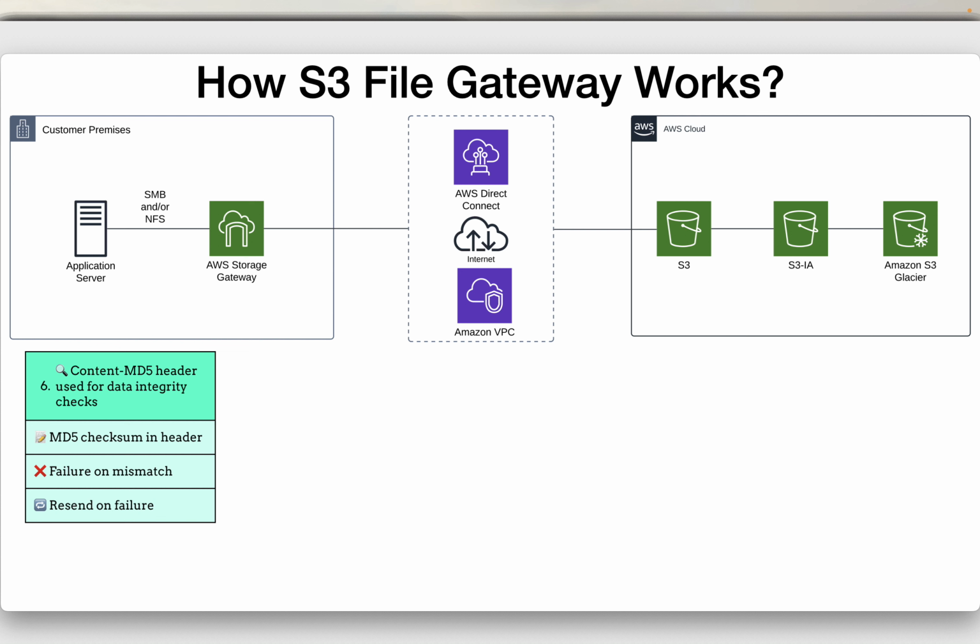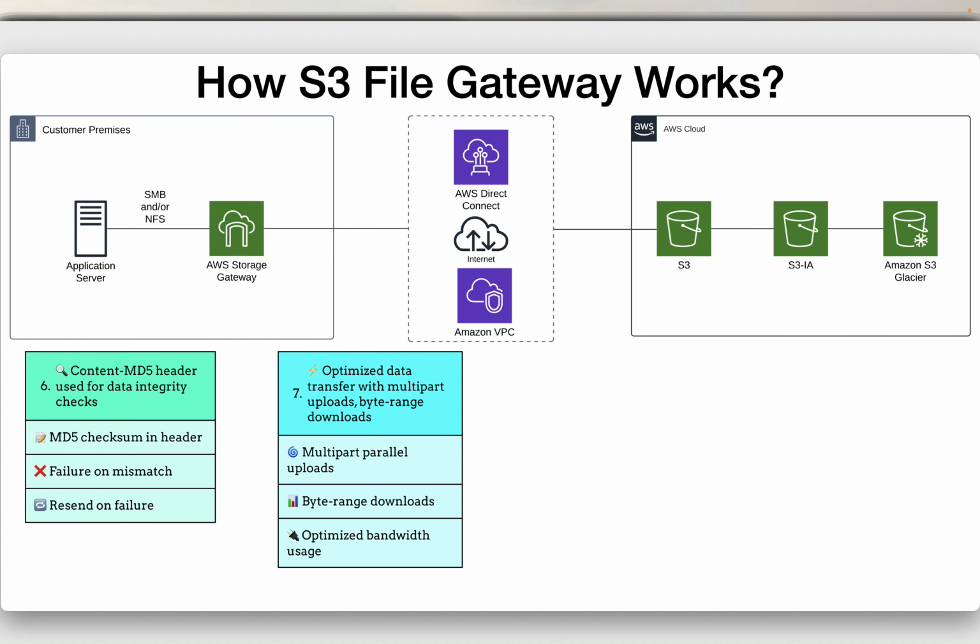When sending an HTTPS data upload request to Amazon S3, File Gateway populates the Content-MD5 header with the MD5 checksum of the data being uploaded. This causes Amazon S3 to return a failure if there is a mismatch between the MD5 checksum computed by Amazon S3 and the value received from the File Gateway. If such a failure is returned, the File Gateway resends the request.